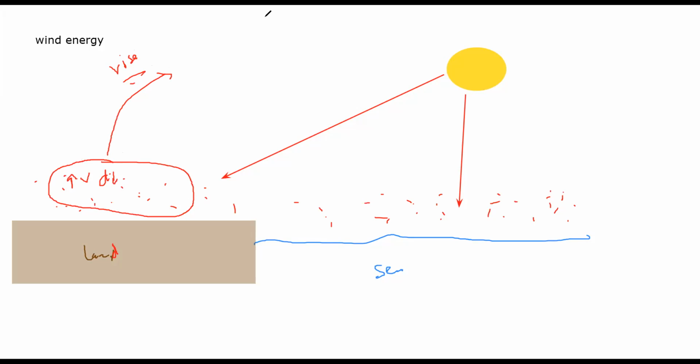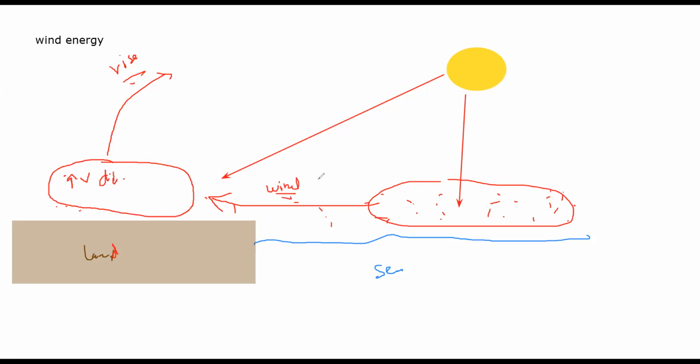So when these particles rise, the number of particles in this region will decrease. As the number of particles in this region decreases, the air particles, because air is a gas, move randomly. So these particles move from a region of higher concentration to a region of lower concentration, and this movement is referred to as wind energy. Is it clear? So the relatively cold air will move from the sea to the land, and we have wind energy.